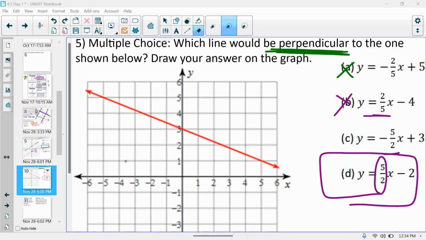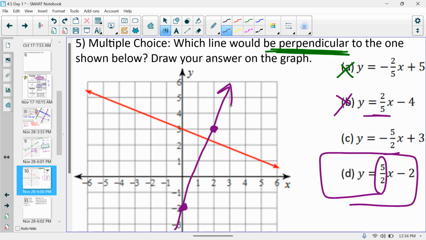So let's graph a y-intercept of -2 and then a slope of +5 over 2. So up 1, 2, 3, 4, 5 and right 2. There's where our second point would go.